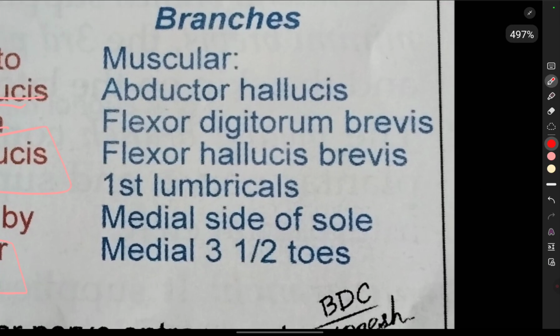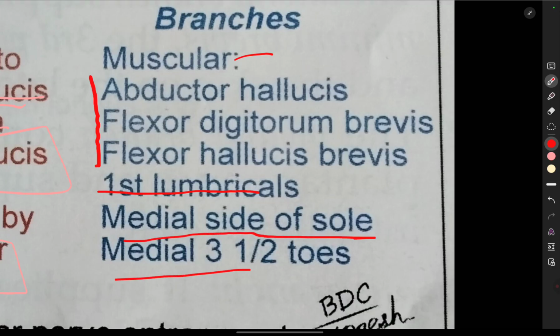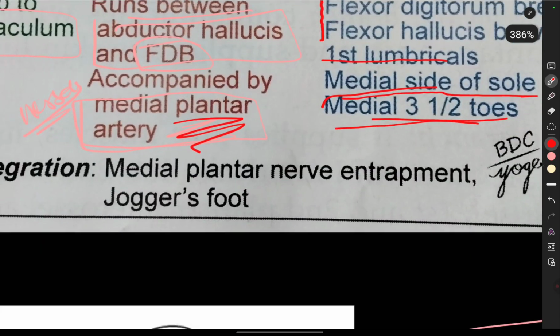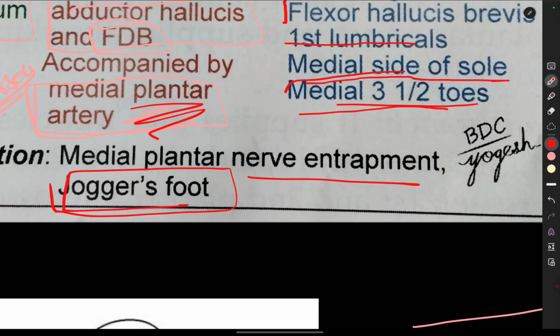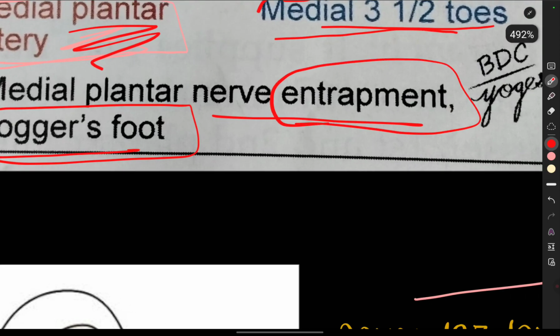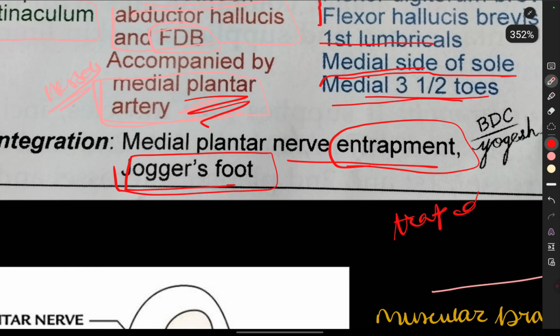Now what are the branches? It gives off muscular branches to the abductor hallucis, flexor digitorum brevis, and flexor hallucis brevis, and the first lumbrical. It supplies the medial side of the sole and the medial 1/3 of the toes. The clinical integration is that medial plantar nerve entrapment is also called jogger's foot. If the nerve is trapped or compressed, it leads to what is called jogger's foot.